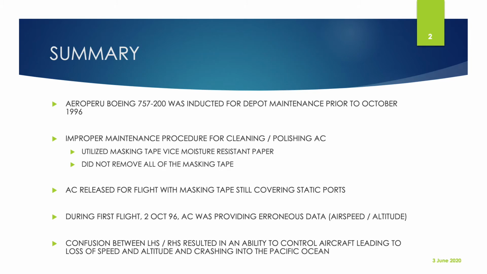They also, post-maintenance activities, did not remove all the masking tape from the static ports on the aircraft. The aircraft was subsequently released for flight, not removing all the masking tapes, and during its first flight on the 2nd of October 1996, the aircraft was providing erroneous data, both airspeed and altitude, to the aircrew. This led to confusion between the left-hand side and right-hand side instruments and an inability for the pilot and co-pilot to properly control the aircraft, leading to a loss of speed, altitude, and subsequently crashing into the Pacific Ocean.